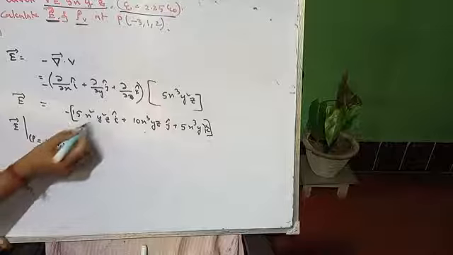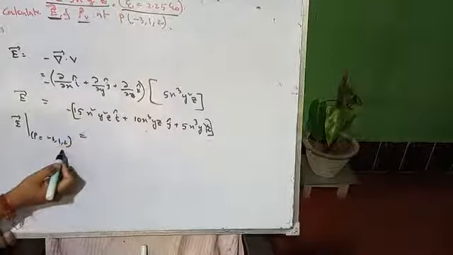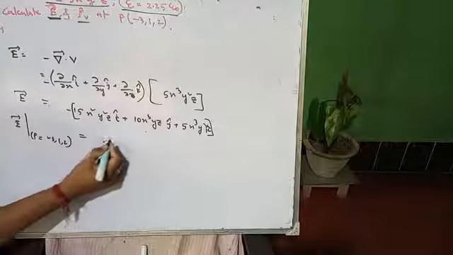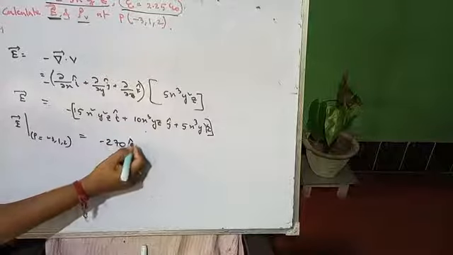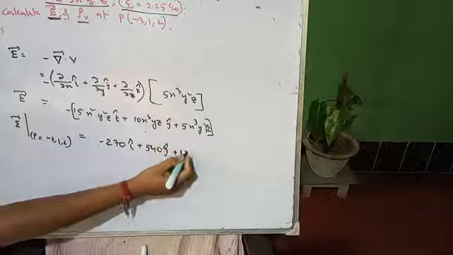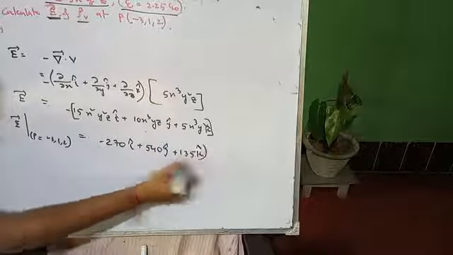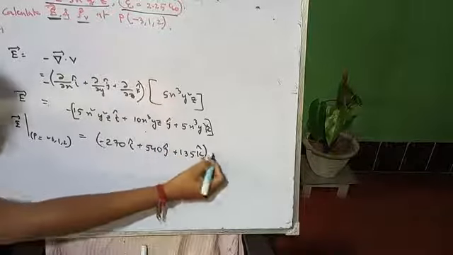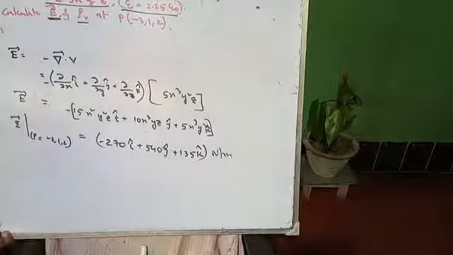x equals minus 3, y equals 1, and z equals 2. Your ultimate answer will be minus 270 i cap plus 540 j cap plus 135 k cap, in units of Newton per meter. So your intensity equals this. Now you have to find rho v.